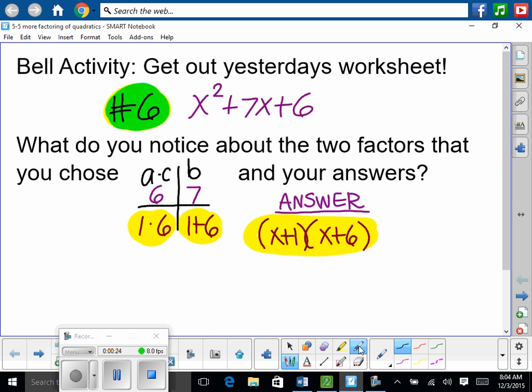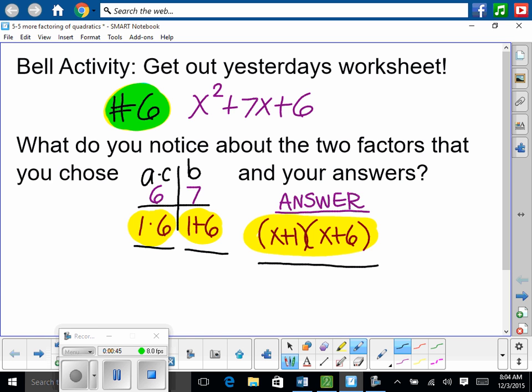I just heard you talking in your groups about it, so tell me. The factors you choose are in the answer. Wait, say that louder. The factors you choose are in the answer. 1 times 6, you have 1 and 6. Oh, so you're seeing an interesting relationship. You're saying these are the factors you chose, and interestingly enough, that's looking like the answer.